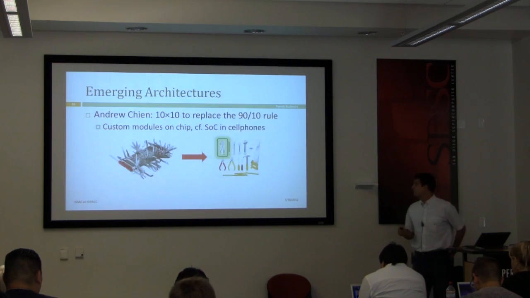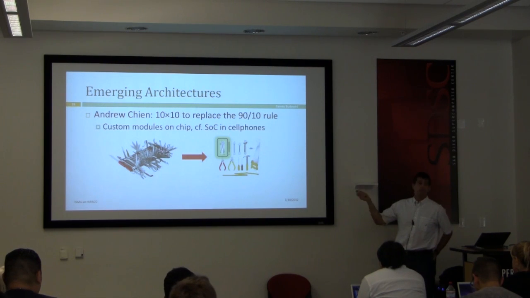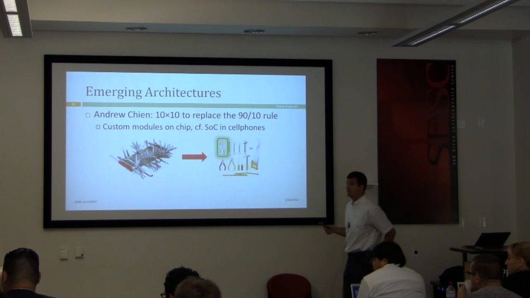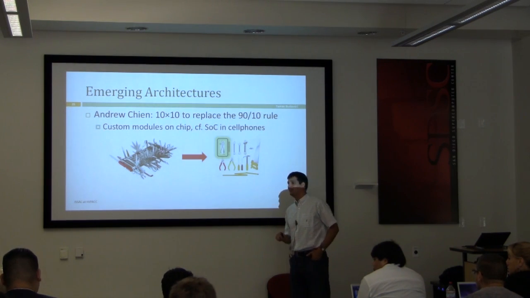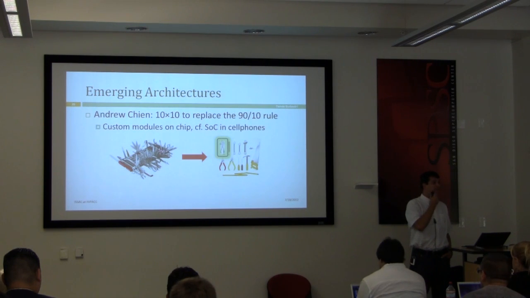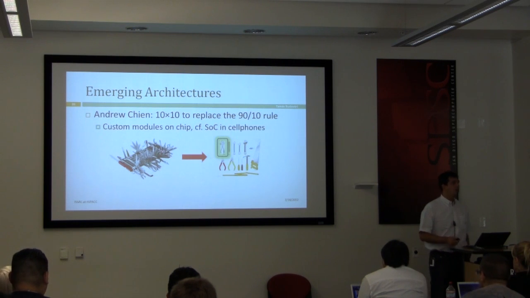This is a slide I borrowed from Andrew Chien, who was vice president of Intel Research, and now he's at San Diego, here at UC San Diego. He used to be. He's not anymore. University of Chicago. I did not know that. Okay, that's interesting.